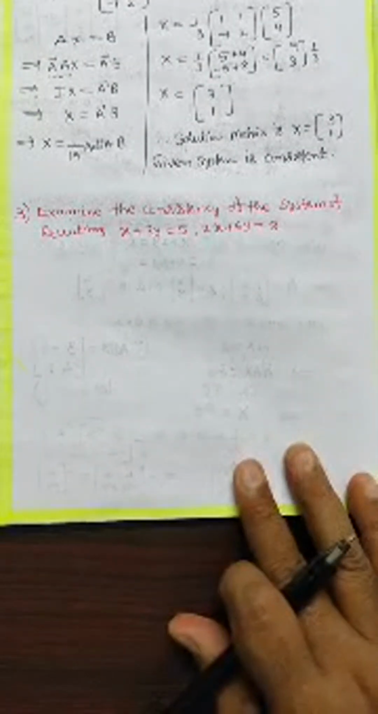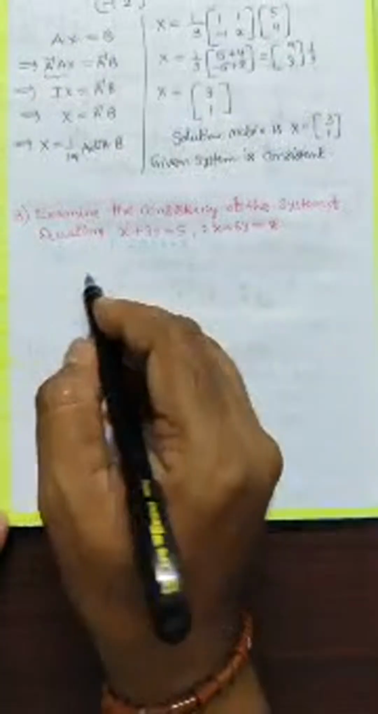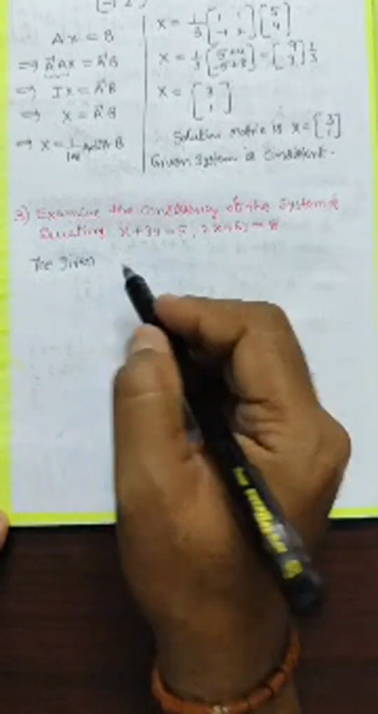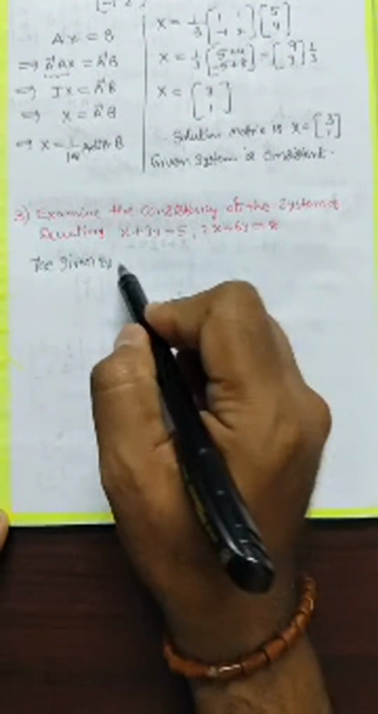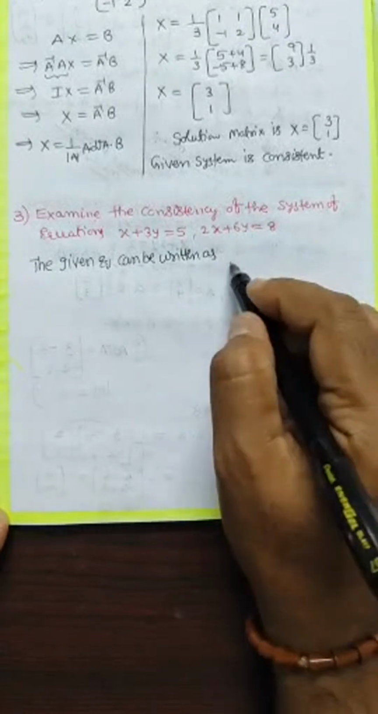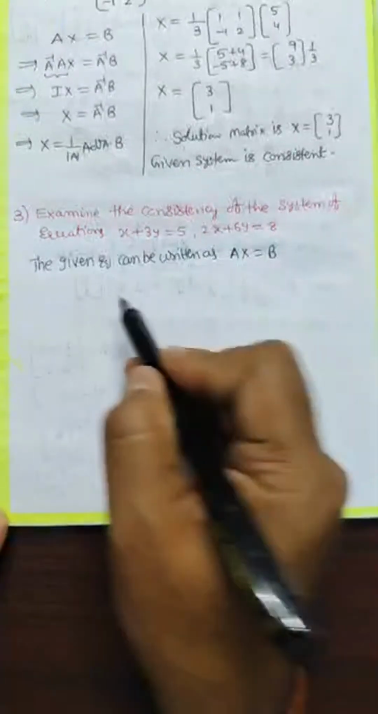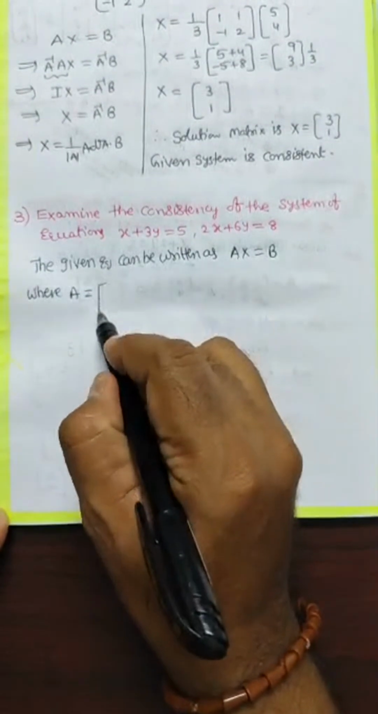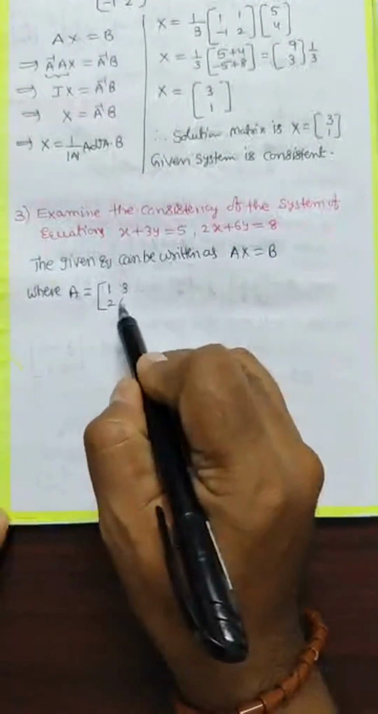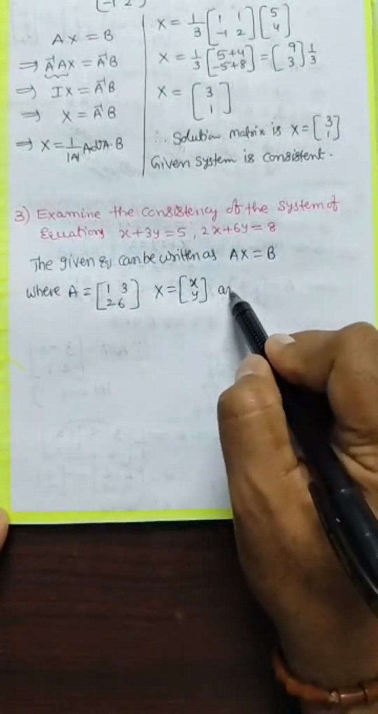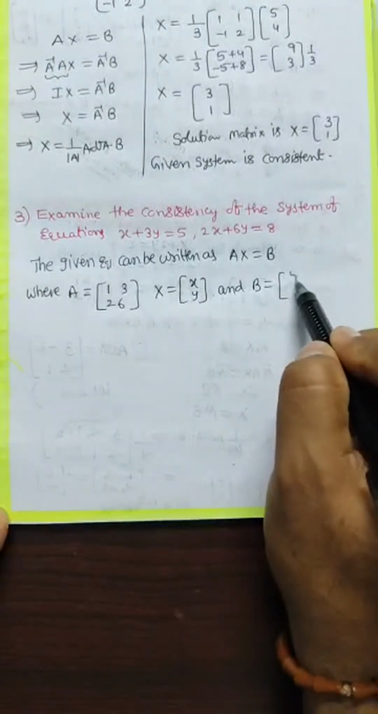Next, examine the consistency of the system of equations. First, the given system of equations, write in the form of AX equal to B. The given system of equations can be written as AX is equal to B form, where A equal to [1, 3; 2, 6], capital X equal to [x; y], and capital B equal to [5; 8].